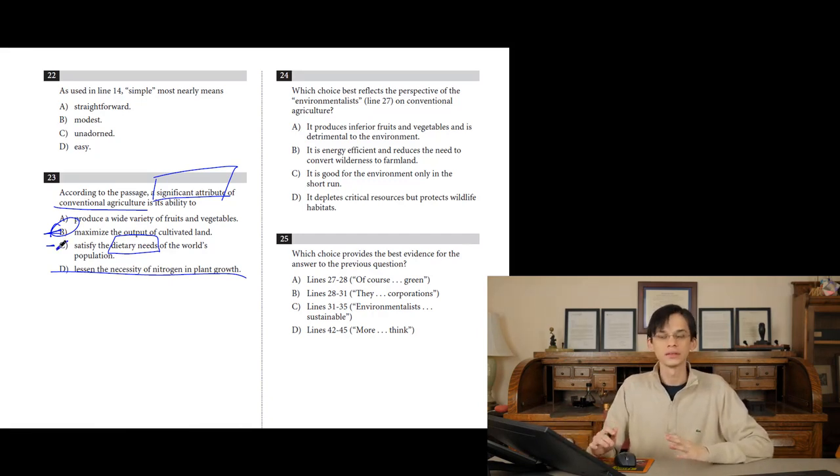Don't say things or agree to an answer to a question like this when we don't even believe the words that the answer choice is saying. The answer in number 23 again is going to be B.